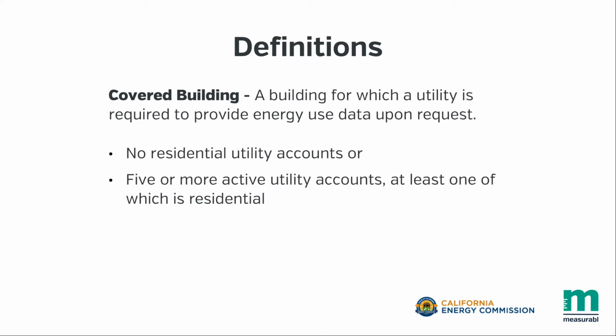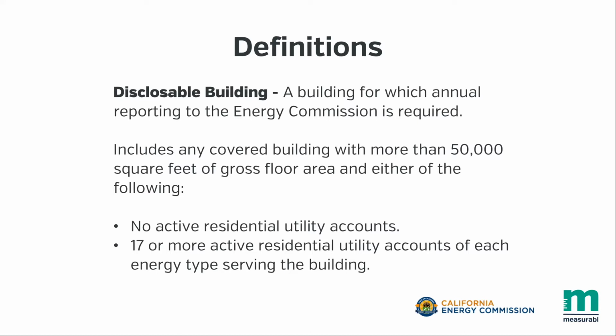So that's what covered building means, and it consists of buildings that have either no residential utility accounts or 5 or more active utility accounts, at least one of which is residential. So if you have a 4-unit residential building or a residential complex, and if that building is individually metered, or if the units are individually metered, data access for that building is not guaranteed through this program, and we'll talk a little more about that situation later. Next slide, please.